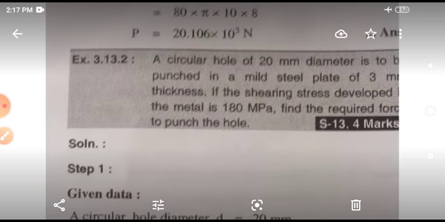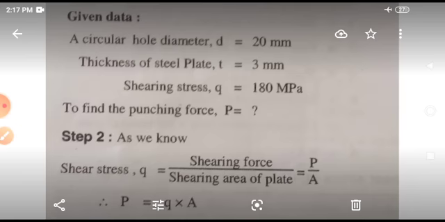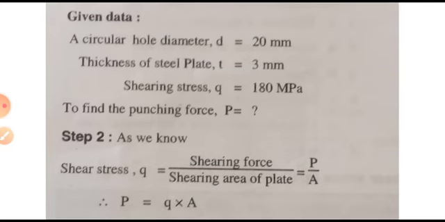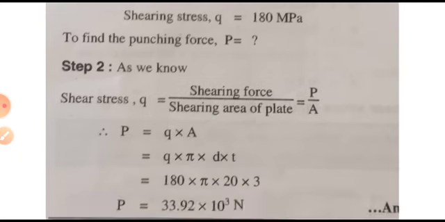A circular hole of diameter 20 mm is to be punched in a mild steel plate of 3 mm thickness. If the shearing stress developed in the metal is 180 megapascal, find the force required for the punching. That means this is a punching operation. What is the formula? Stress is equal to load upon area, and area is pi d into thickness. These are the formulas. Write down the given data and just put it in, and you will have the load required.